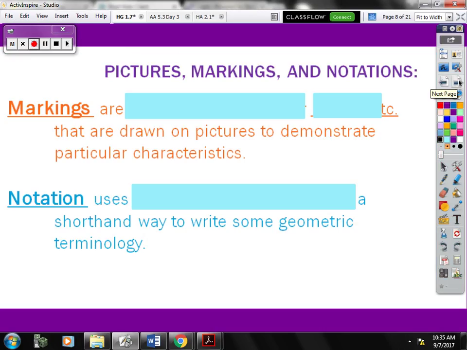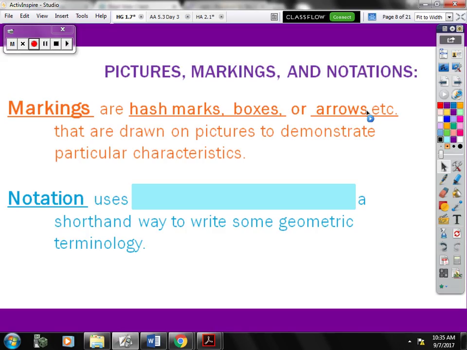Okay, so markings, as we've seen, are just something we put onto the picture. They could be hash marks, congruent hash marks, little tick marks. They could be boxes for right angles, or they could be arrows, which we'll talk about today with parallel lines. And those are drawn on to demonstrate particular characteristics.